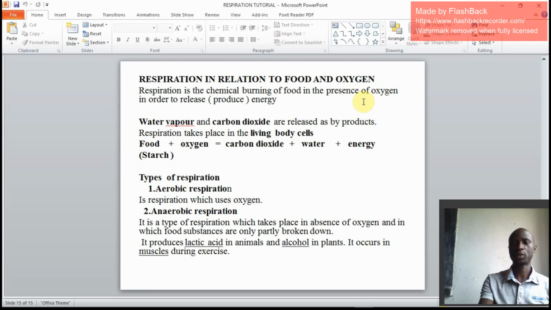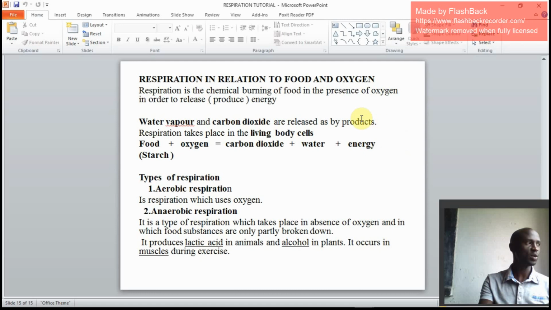When you are trying to cook, you must have a source of heat. So where is the source? We are having oxygen as a facilitator, and this oxygen will burn food, and at the end we shall release energy. Start the use of food, start the use of oxygen in the body.